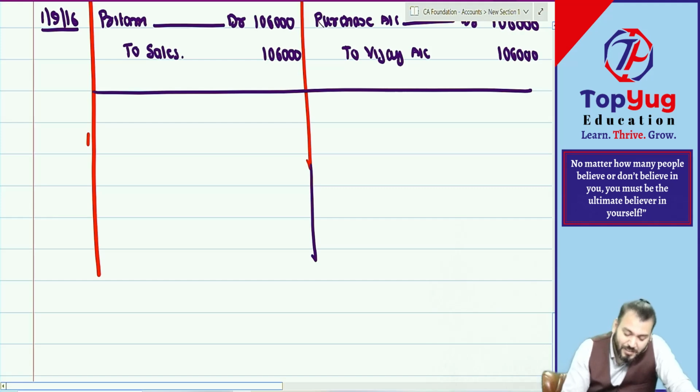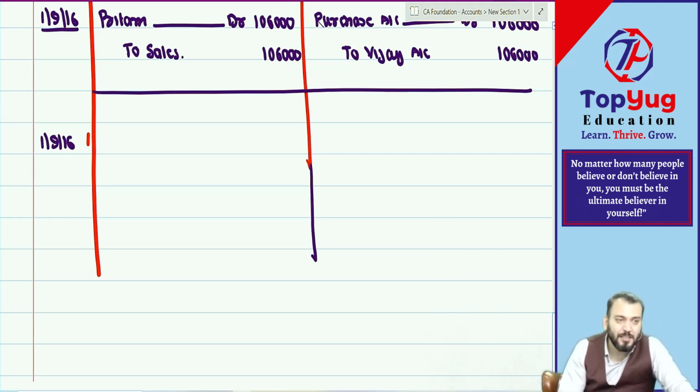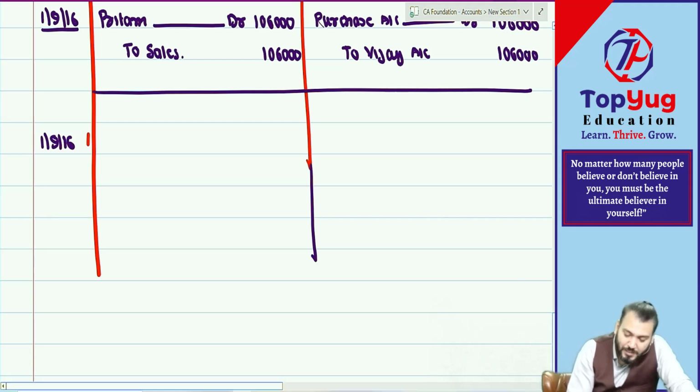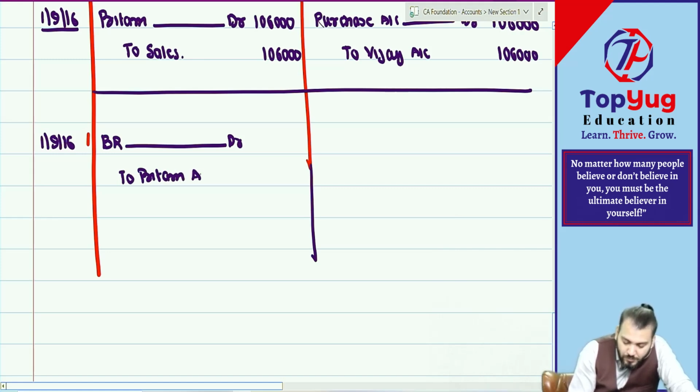Then what is the date of drawing? Same date, immediately. They have drawn the bill and accepted also. So what journal entry in the books of Vijay? I am writing BR. You read it in full. Bills receivable account debit to Pritham account, 1,06,000.